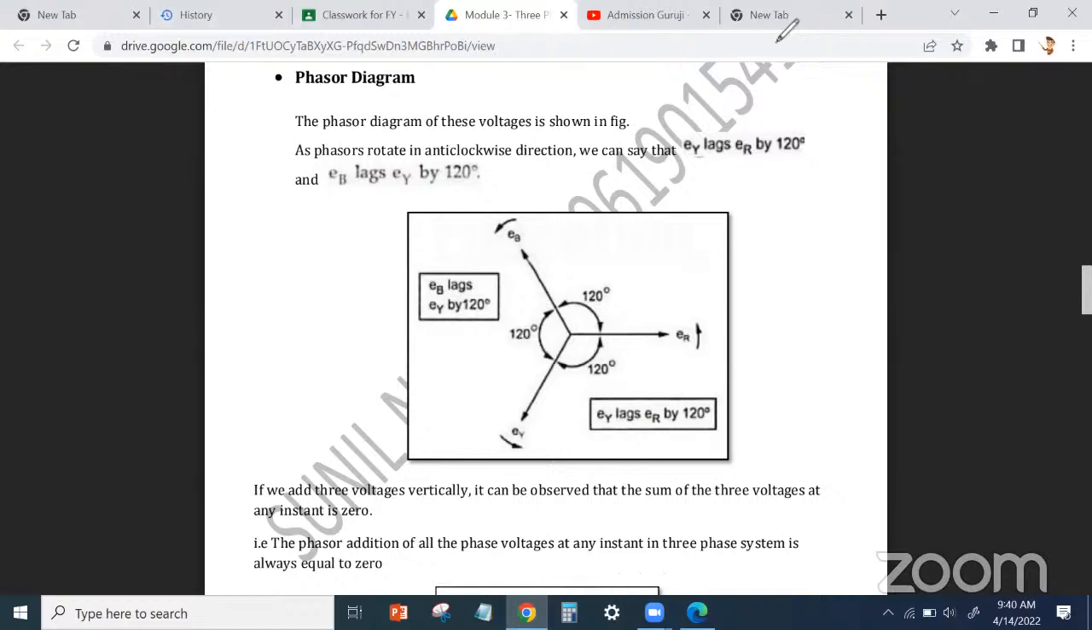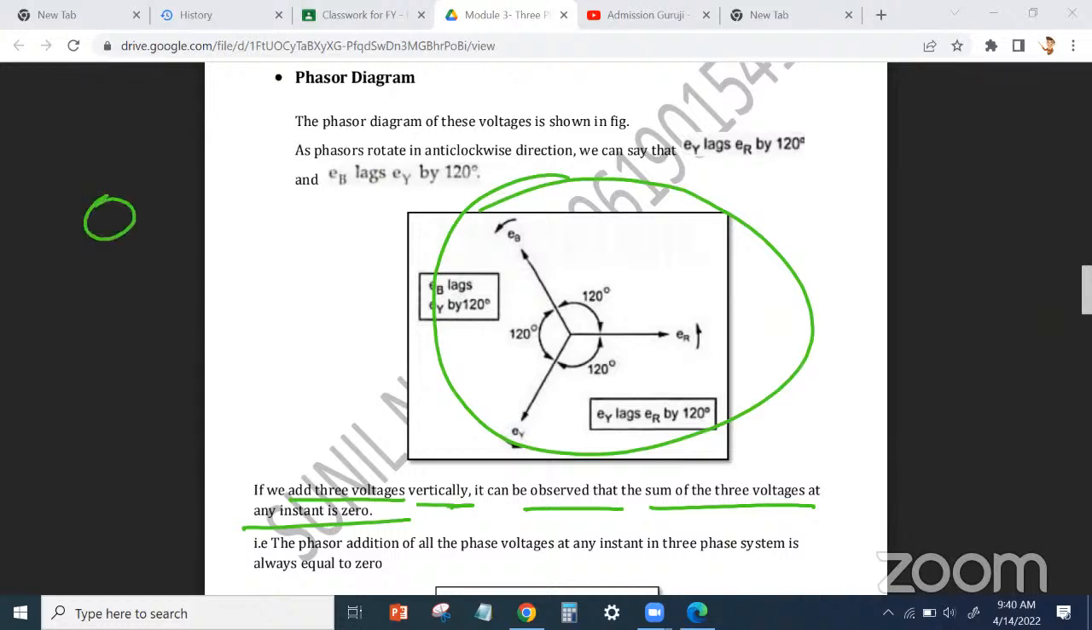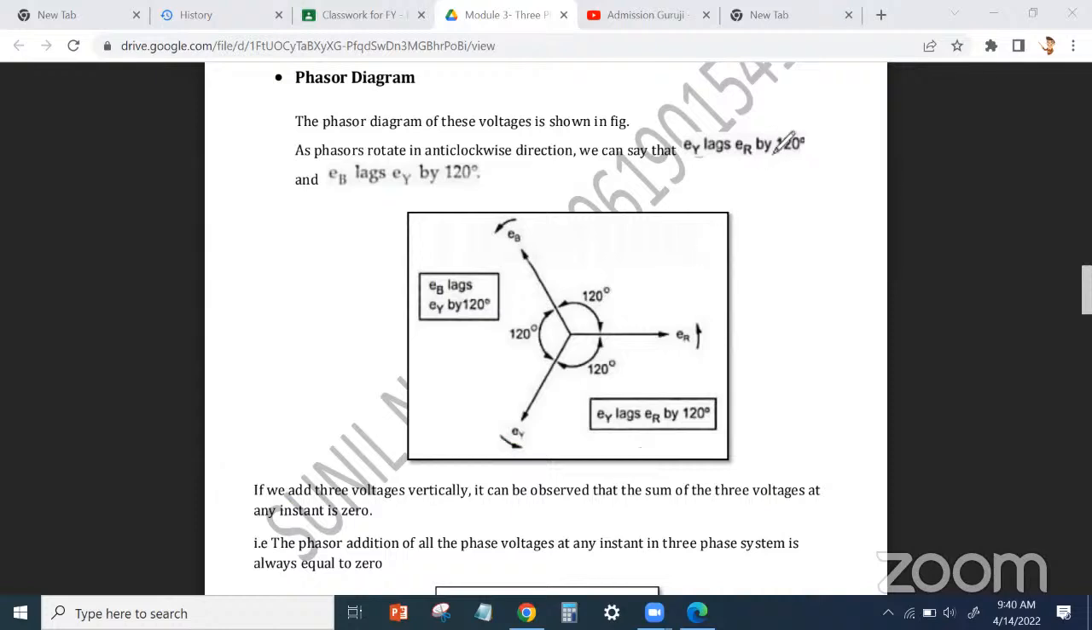If we add 3 voltages vertically, it can be observed that the sum of the 3 voltages at any instant is 0. इन तीनों को मैंने ऐड किया, so आंसर आएगा 0. See, तीनों का डायरेक्शन डिफरेंट है ना, मैग्नीट्यूड सेम है लेकिन तीनों का डायरेक्शन डिफरेंट है. So if we add all 3 ना, the answer is 0. तो मतलब ER plus EY plus EB, this answer is 0.